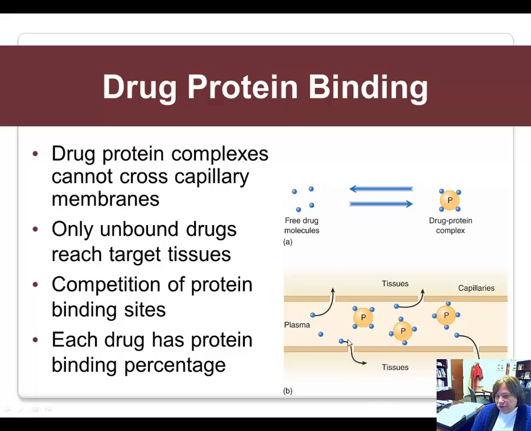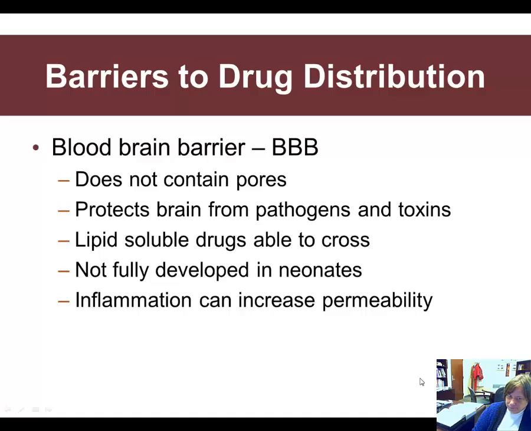A free drug moves easily into the tissues, but a protein-bound drug bounces and can't move into the tissues because it's too large of a molecule. We have the blood-brain barrier that alters drug distribution too. You have to remember, your blood-brain barrier is there for a reason. It prevents microorganisms and environmental toxins from entering into the brain tissue itself.